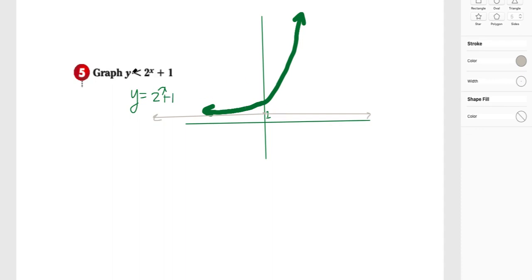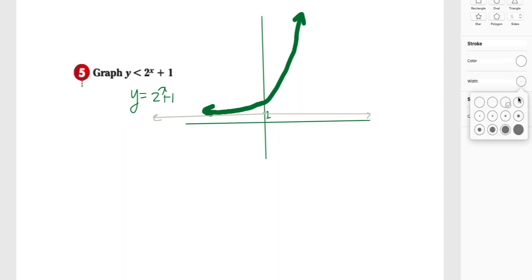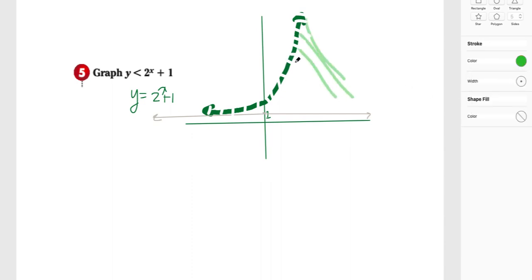Shifted it up 1. But we realize that y does not equal that particular value. And when we have it not quite equaling it, it's just a boundary line. And so what we want to do is make this boundary line dotted. So this is a dotted exponential graph. And then we see that y has to be less than this, so we know that we're going to shade below for this problem. So we'll shade below the y equals 2 to the x plus 1 line, or curve. You guys know what I'm talking about, right?